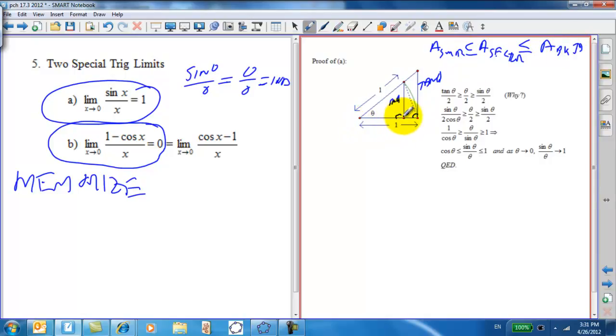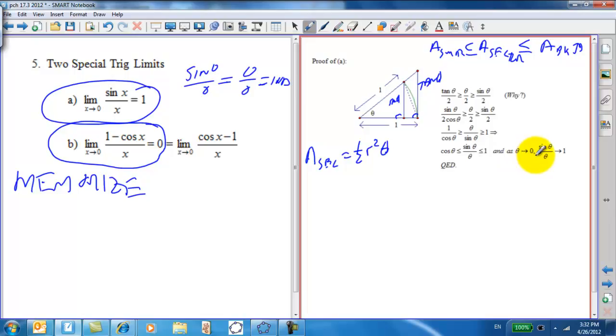And the area of the small triangle is 1/2 base, so it's 1/2 the base 1 times the height, which is sine of theta. And the big triangle is 1/2 base, which is 1 times the height, which is tangent theta. And the sector here, remember the area of a sector is 1/2 r squared theta. Well, in this case, r equals 1, so you got 1/2 theta. And when you solve that out and divide through by sine theta, because in this case it's all positive, you get the sine of theta over theta is between cosine theta and 1.